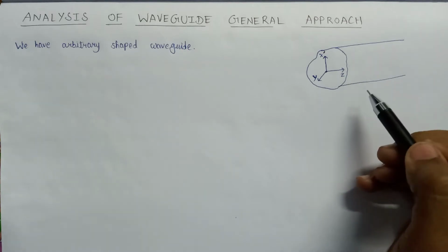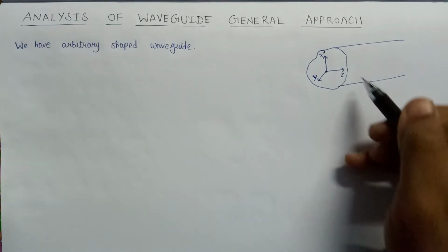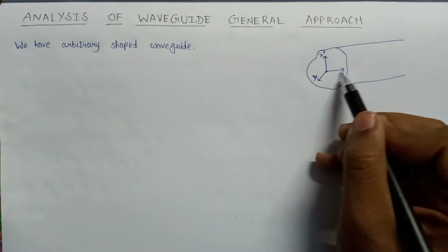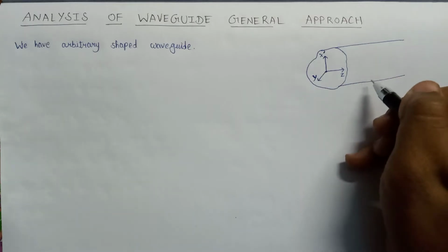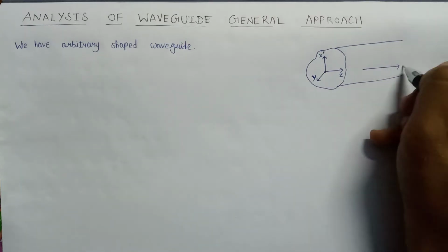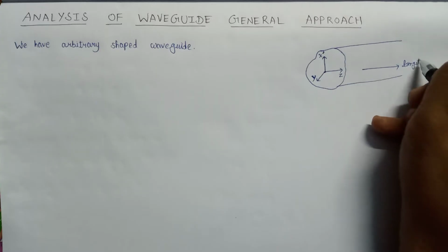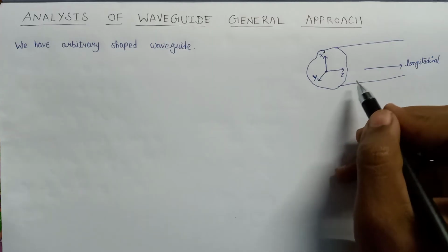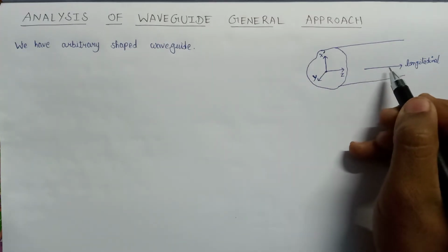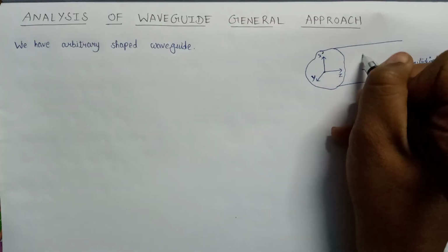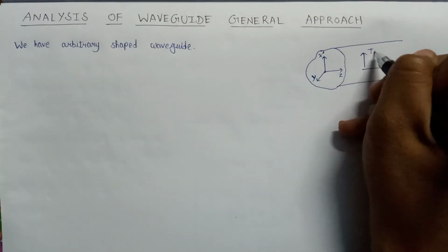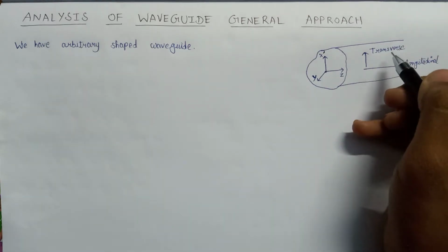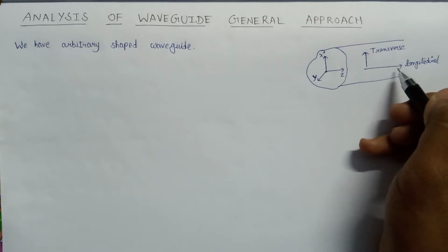Now, in this waveguide, the EM energy can flow along the axis of this pipe. And consider this z direction as the longitudinal direction. So this is the longitudinal direction. And any direction which is perpendicular to this longitudinal direction is considered as a transverse direction. So this is the transverse direction because it is perpendicular to the longitudinal direction.